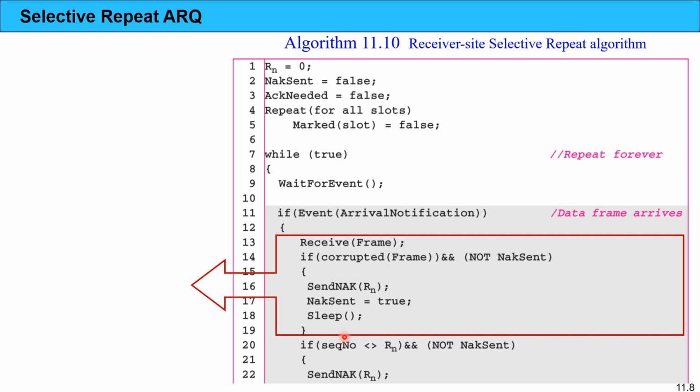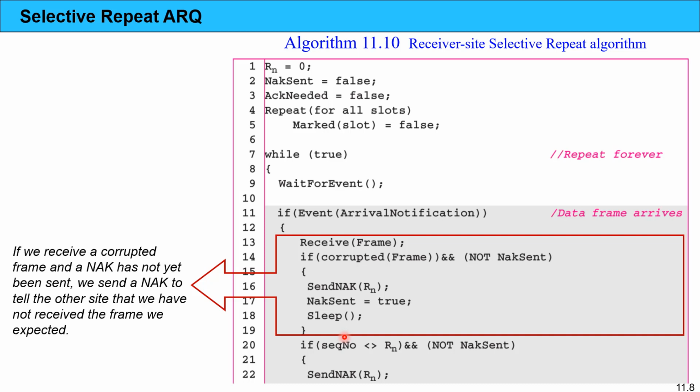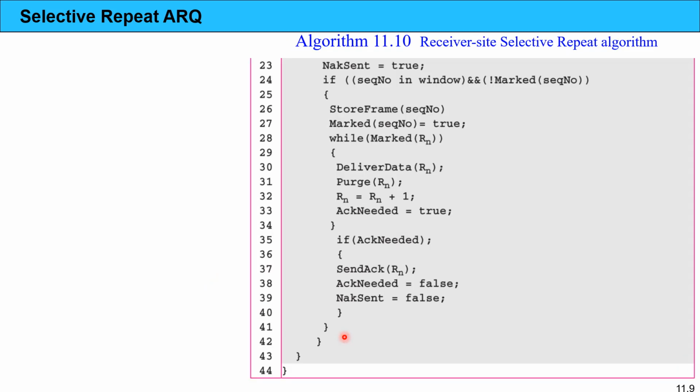Why? To not confuse the channel, to not fill the channel. Because if I have the same error, I shouldn't send not acknowledgement again and again several times. I will make the channel busy, uselessly. Okay, this is for not acknowledgement. If we receive a corrupted frame and not acknowledgement hasn't been sent before, I will send not acknowledgement to tell the sender side to resend this frame again.